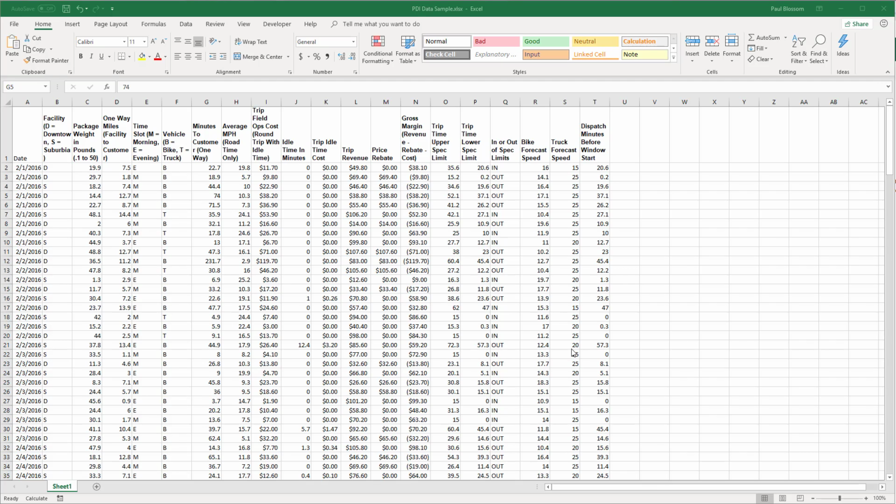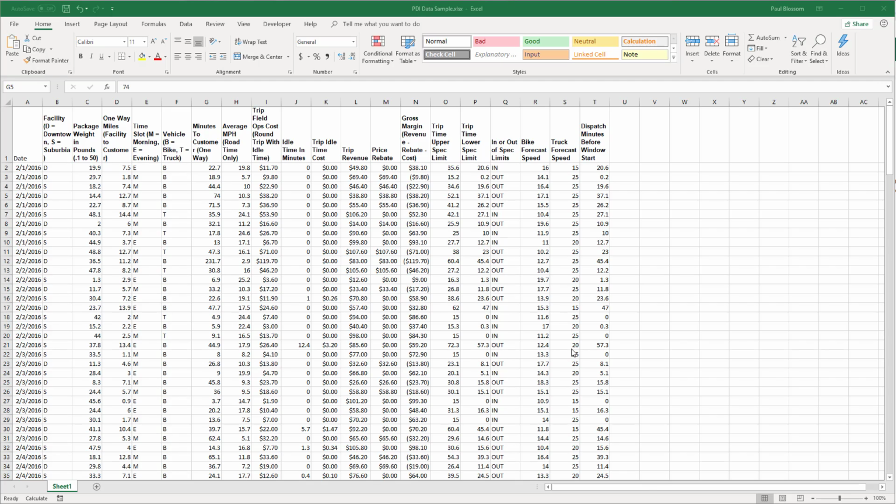divide it by 3 times the standard deviation. The problem with the data that we have is that the spec limits are jumping all over the place, and so is the time to customer, which is in column G, or minutes to customer.